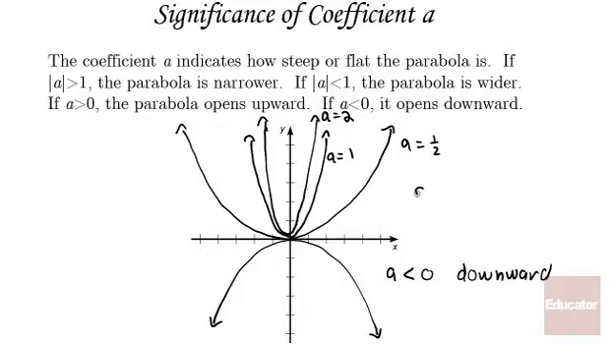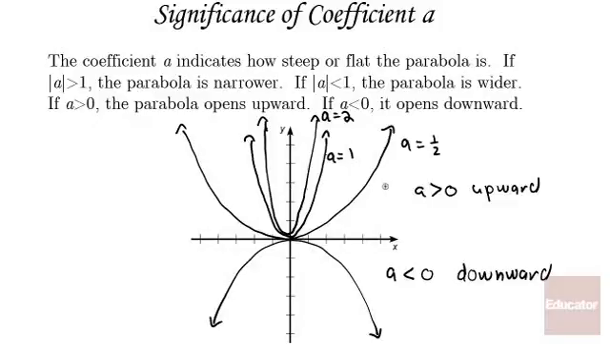Here, these two have a larger absolute value of a. This one's smaller, but all of them have a value of a that is positive. Okay? So they open upward. So if a is positive, the parabola opens upward. If a is negative, it opens downward. If the absolute value of a is larger, you have a narrower parabola. If the absolute value of a is smaller, you have a wider, flatter parabola.